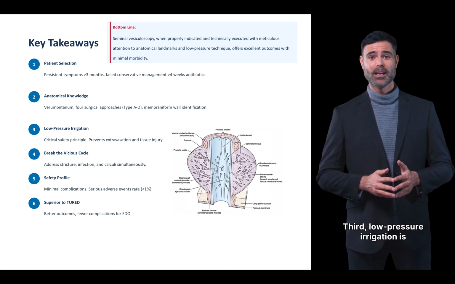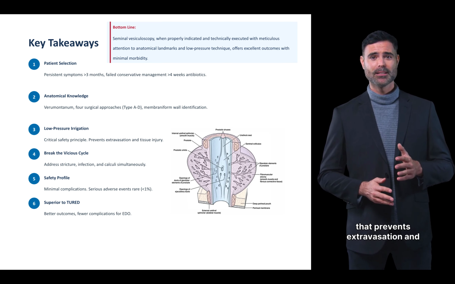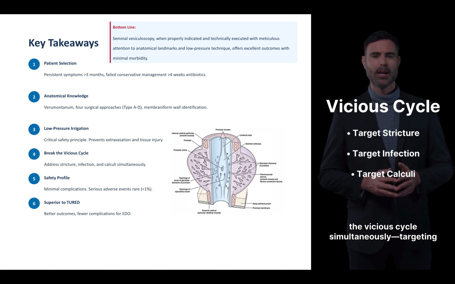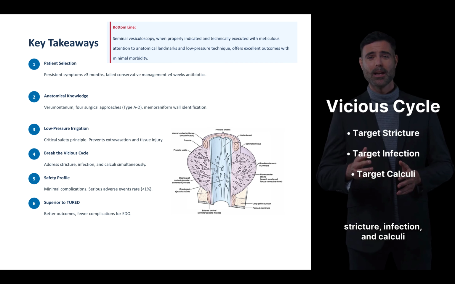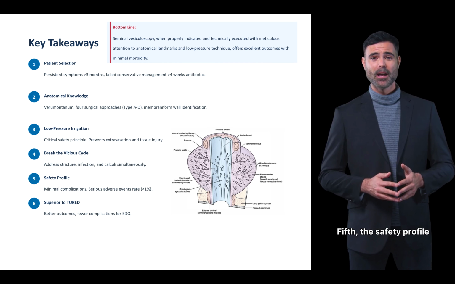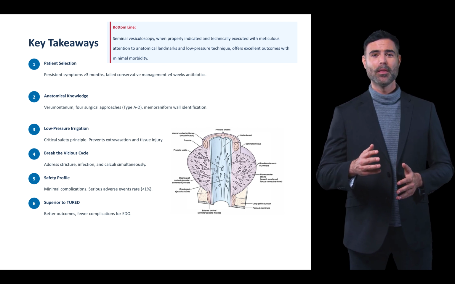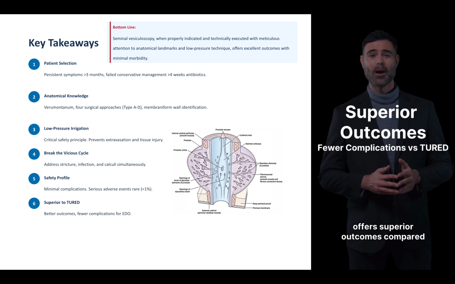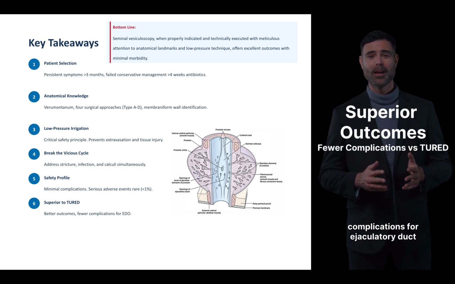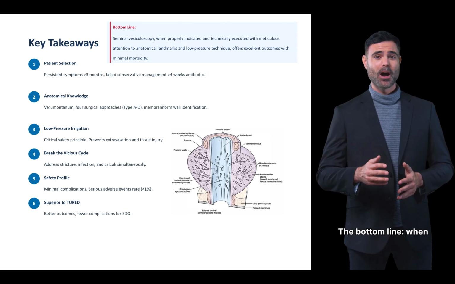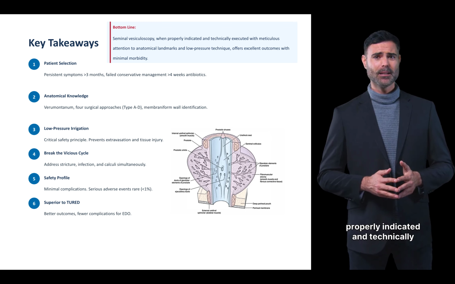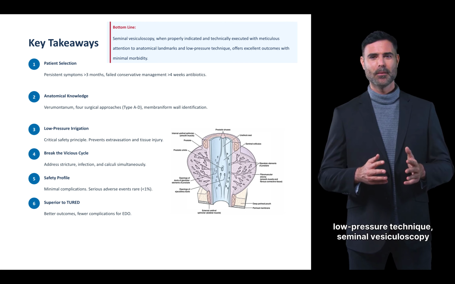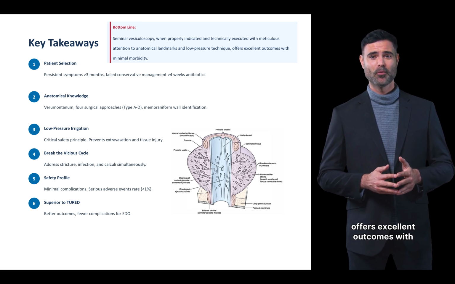Third, low-pressure irrigation is a critical safety principle that prevents extravasation and tissue injury. Fourth, we must address the vicious cycle simultaneously, targeting stricture, infection, and calculi all at once. Fifth, the safety profile is excellent with serious adverse events occurring in less than 1% of cases. And sixth, seminal vesiculoscopy offers superior outcomes compared to TURED with fewer complications for ejaculatory duct obstruction. The bottom line: when properly indicated and technically executed with meticulous attention to anatomical landmarks and low-pressure technique, seminal vesiculoscopy offers excellent outcomes with minimal morbidity.